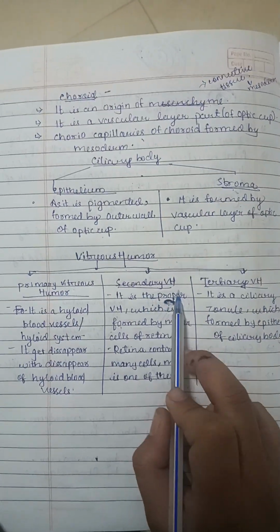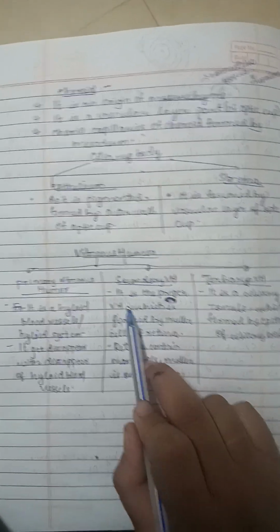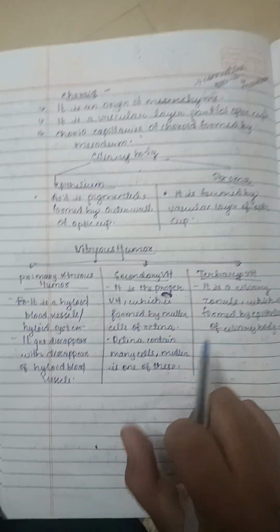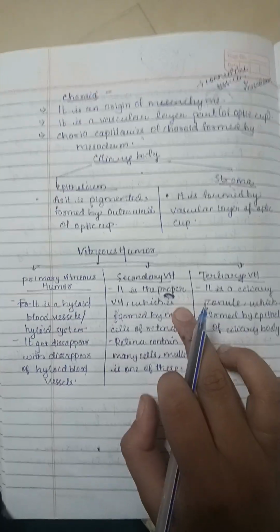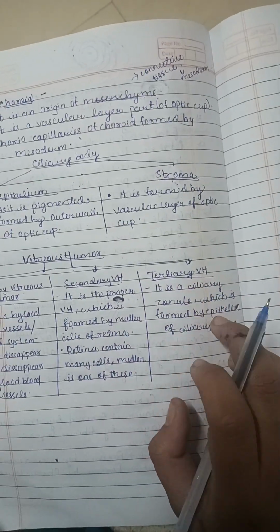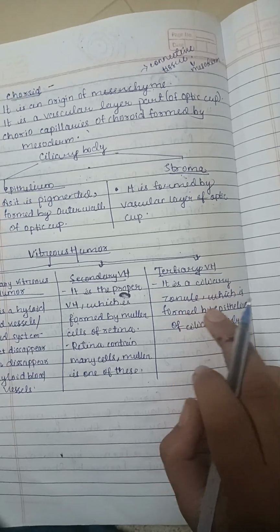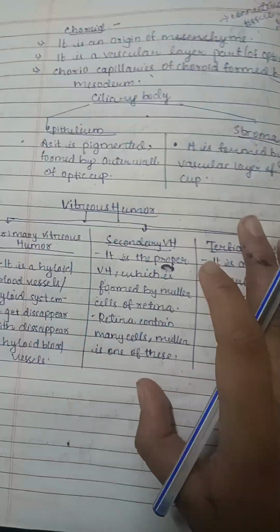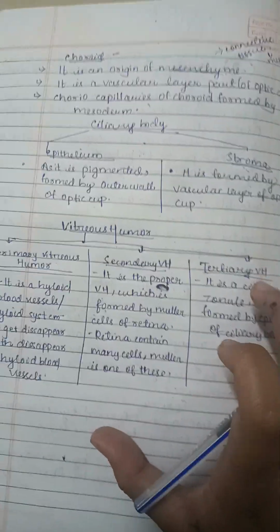Then the secondary vitreous humor. It is the proper vitreous humor which is formed by the Mueller cells of the retina. As we know, the retina has many cells. One type is Mueller cells which develop the secondary vitreous. And the tertiary vitreous humor is the ciliary zonules, which are formed by the epithelium of the ciliary body. So here we completed the embryology of the eye.